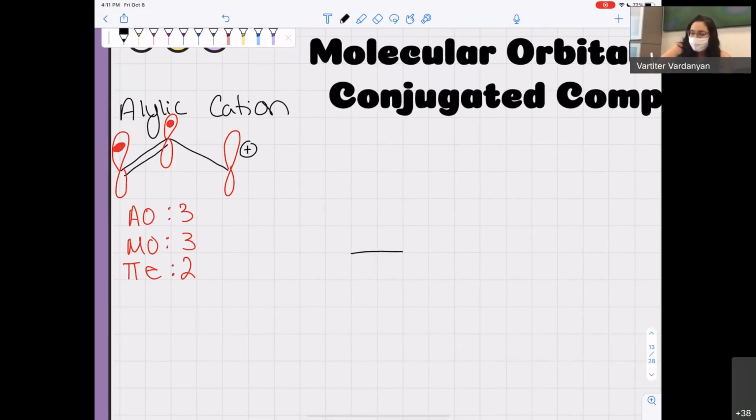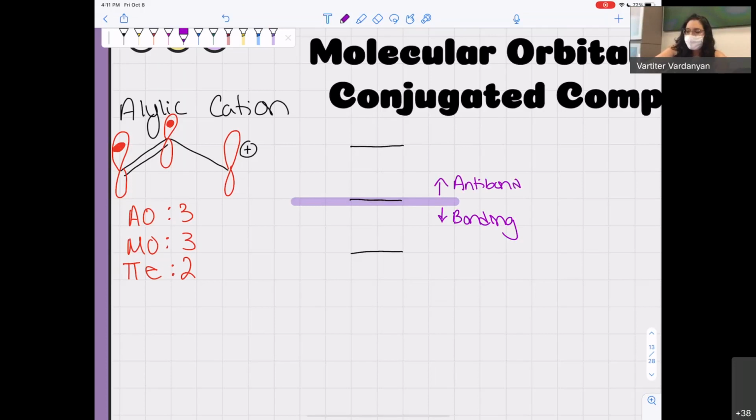So now if we draw out 3 orbitals, and I'm drawing them a little bit farther apart because I want to be able to show you things. Now when we have to figure out bonding and antibonding, it's kind of rough because we don't have an even number anymore. But we're still going to draw a line right through the middle, and whatever is below the line is bonding. Whatever is above the line is antibonding.